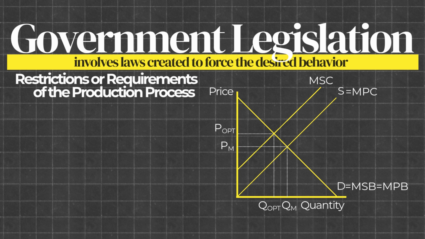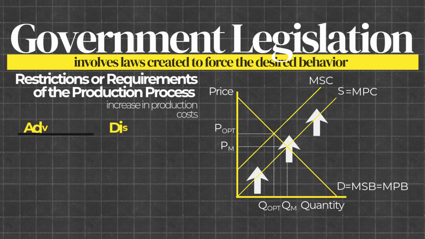These restrictions and requirements usually mean an increase in production costs, which would shift the private cost curve up closer to the social cost curve. This is done purposely to lower the quantity of the good produced and bring it closer to the socially optimum quantity. Any firm that does not comply with these regulations will be fined, which would also have the same effect as an increase in production costs.